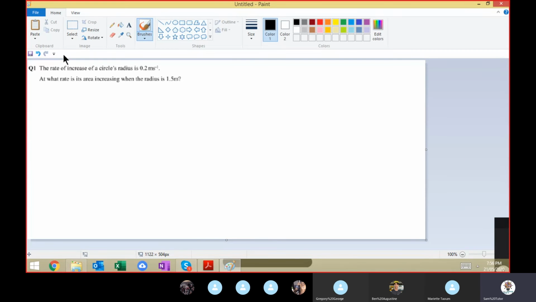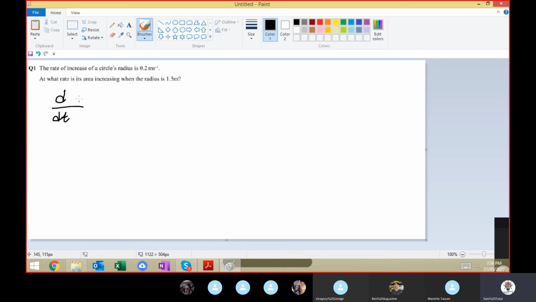Okay. The rate of increase of a circle's radius is 0.2 meters per second. At what rate is its area increasing when the radius is 1.5? So, what are we trying to find? At what rate is its area increasing? What are you trying to find? d what on dt? So rate is going to be on time. We know that. At what rate is its area increasing? D what? What letter?